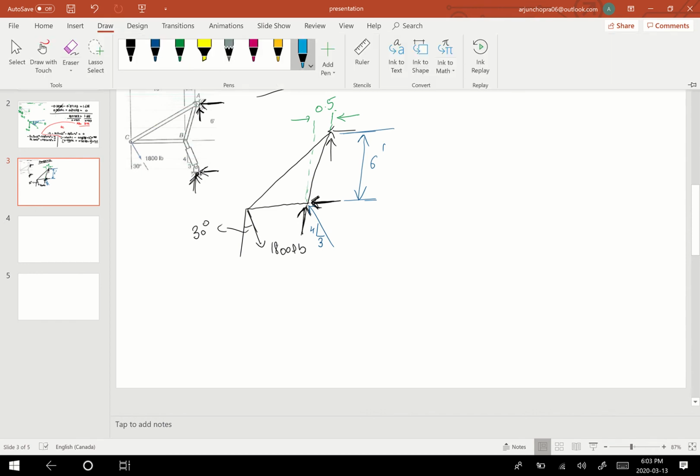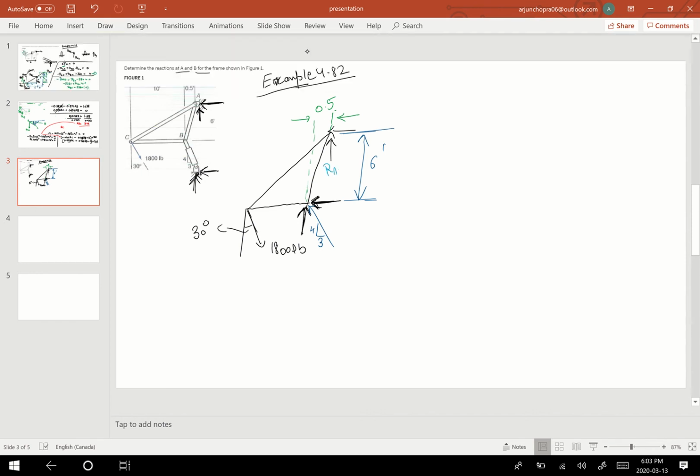I'm running out of colors, so this is RAY and this is RAX, and I'm going to name it as RBY, RBX. Now let's try and solve this question. Same thing, I'm going to write down the three equations. First of all, I'm going to start with the sum of the forces in x direction. Sum of the forces in x direction is equal to 0.